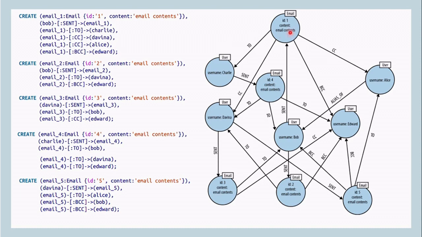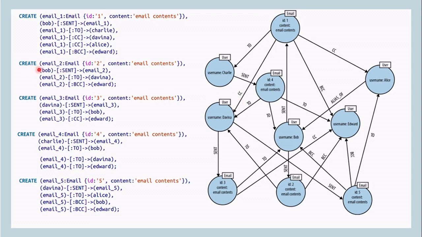This means that this email1 is being sent to the user Charlie through the TO relationship, and email1 BCC Alice is also a relationship between the email and Alice. Similarly, email1 and Edward, and email1 and Davina, have the relationships BCC and CC respectively.